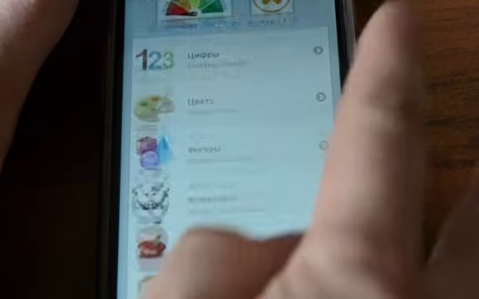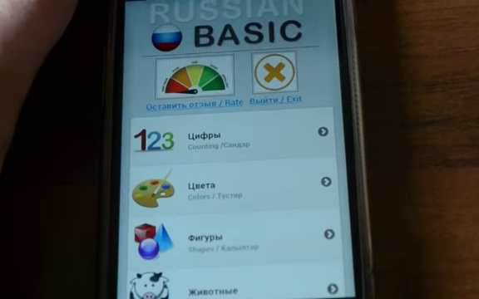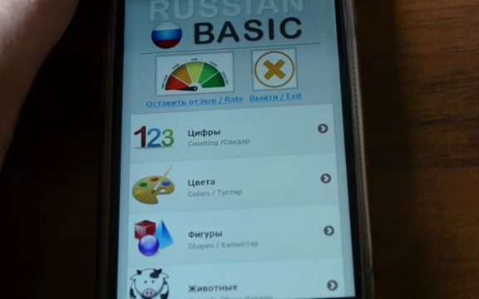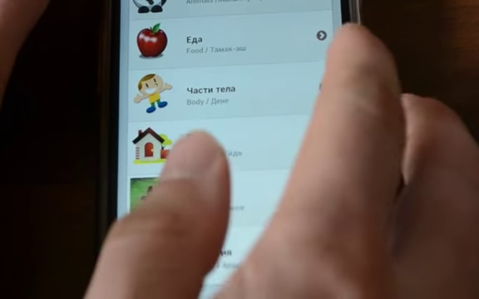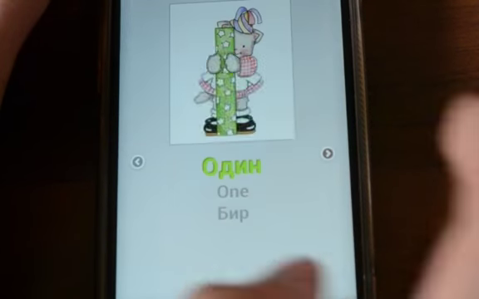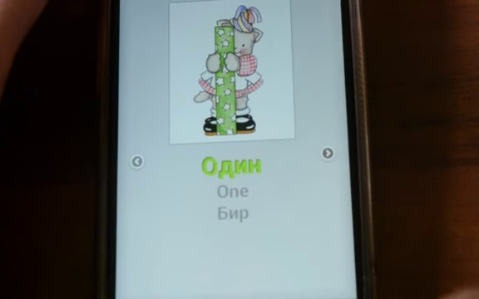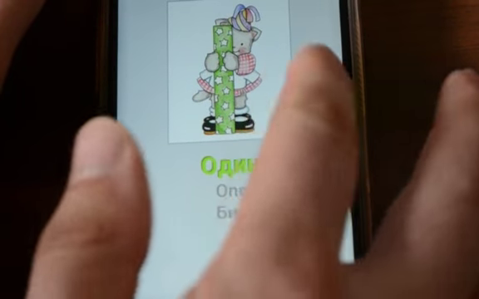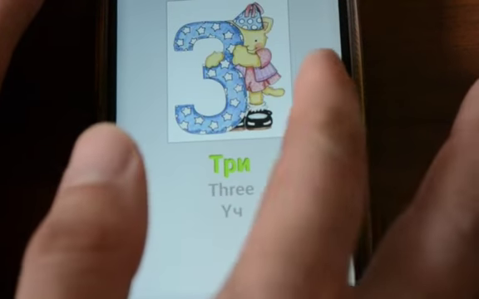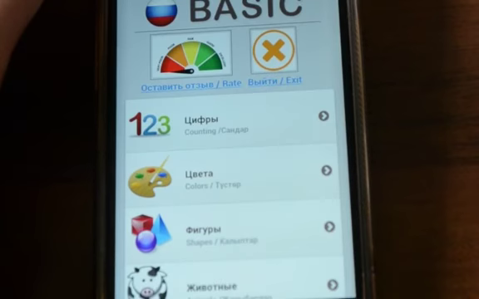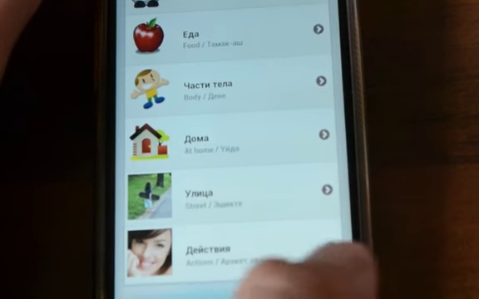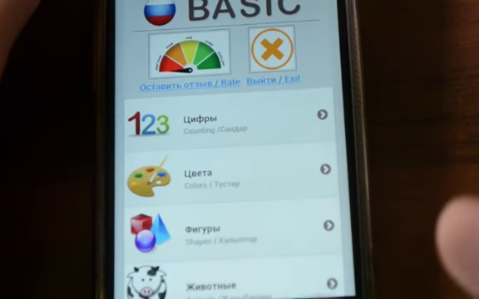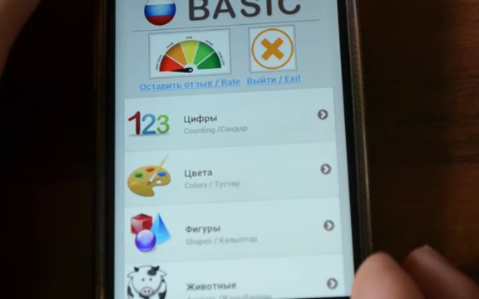Hello, this is basic Russian Android application. This is for people who actually study English or Russian. It has about 140 words, with each word has picture and sound. It's not auto-generated sound, it's recorded by a native speaker, and it's pretty handy. So all words are separated by categories like numbers, colors, and stuff like that.